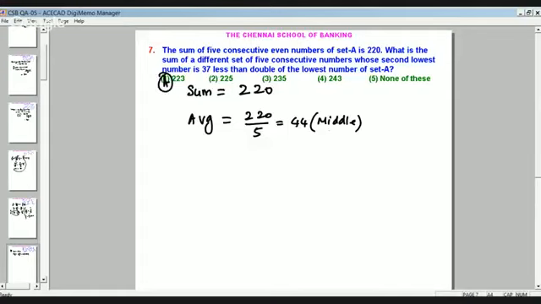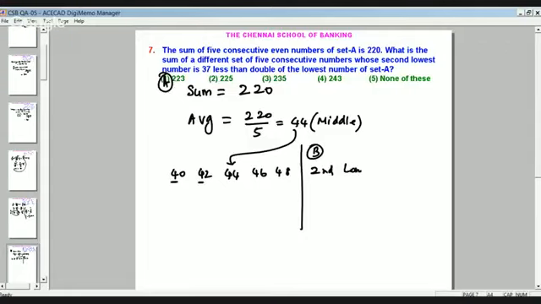First set A, find out. So if the middle number is 44, even numbers: 46, 48, 42 and 40. Which is the lowest number? First lowest number 40, second lowest number 42. If another set of numbers, maybe B, the second lowest number.